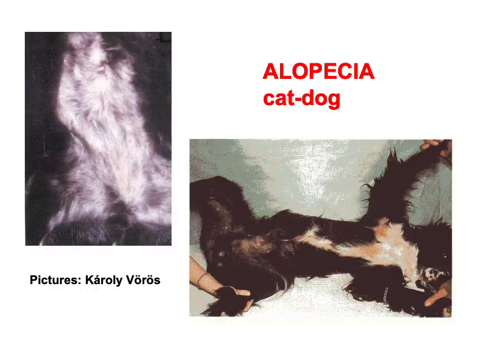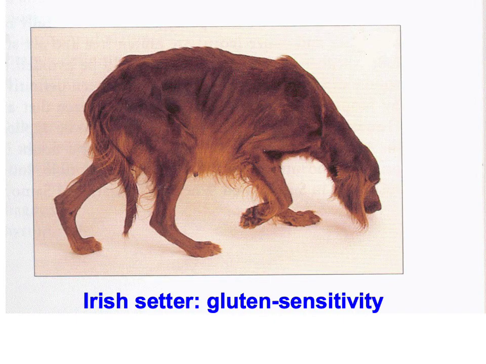We have to deal with the Irish setter gluten sensitivity, which is a breed-related genetic problem, and the attacking point is also different. This is a small intestinal inflammation and not a large intestinal, so we have to exclude it from the further discussion.